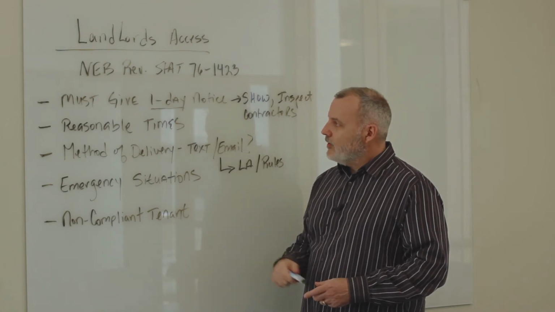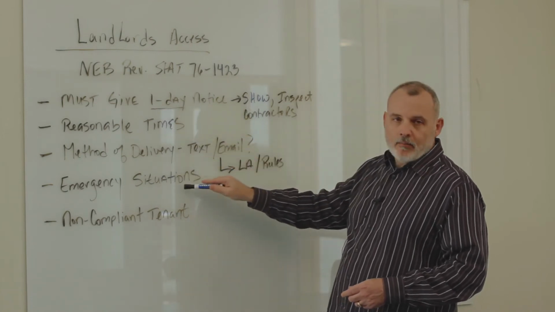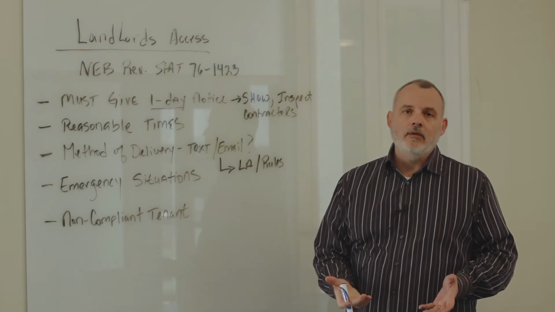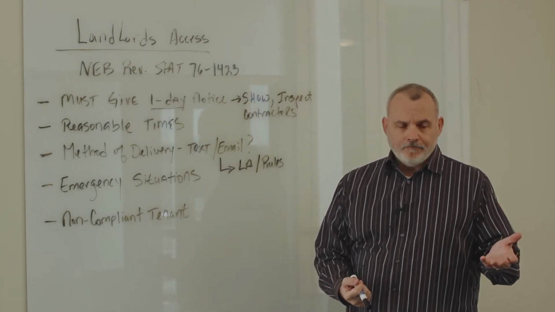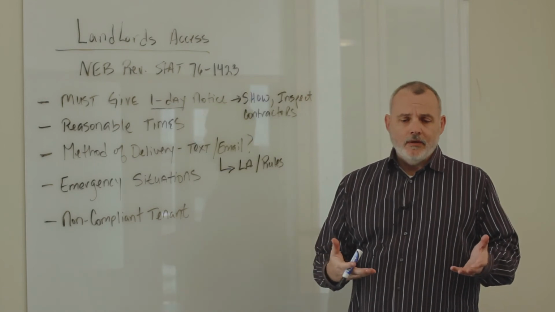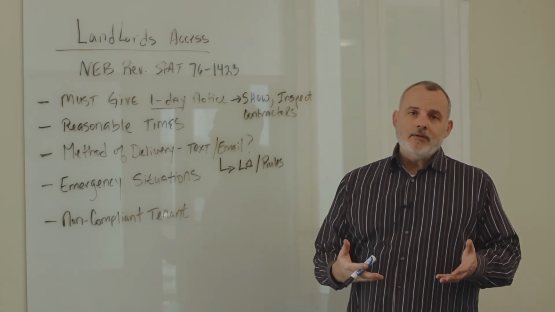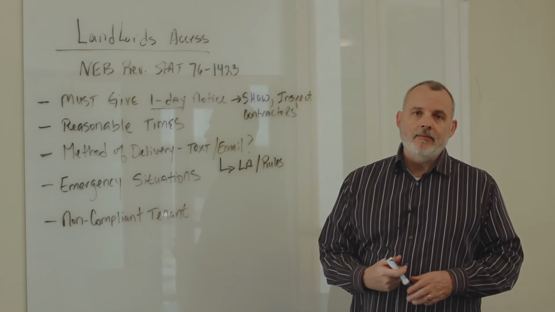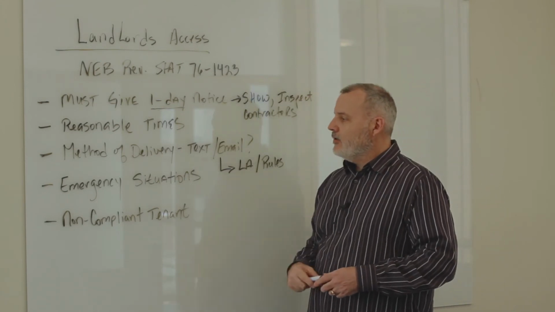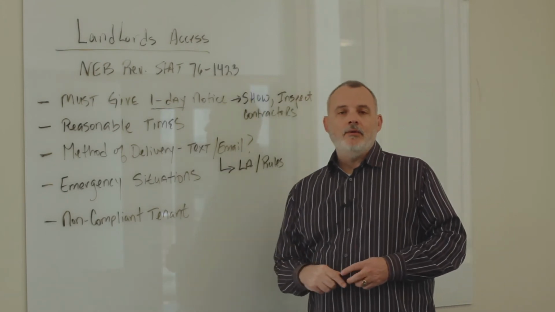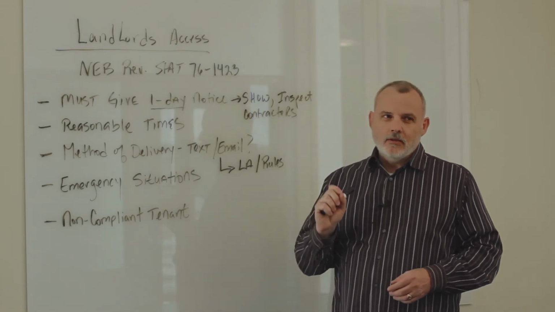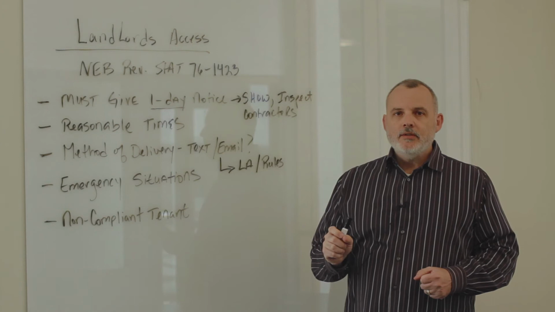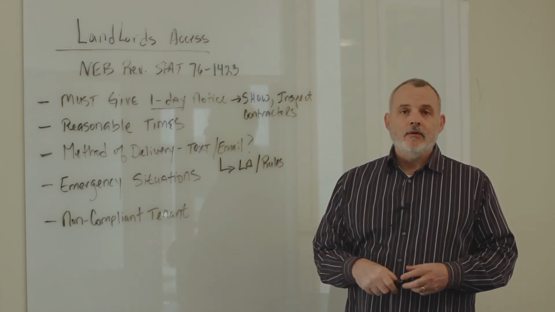Emergency situation: the 1-day notice does not apply if it's a true and actual emergency situation. So maybe there's a pipe that's broken, and the property is at risk of suffering substantial damage, then you don't need to give the 1-day notice. You have the right to immediate access. But don't abuse this. This is for legitimate emergency situations where the property could suffer substantial damage.